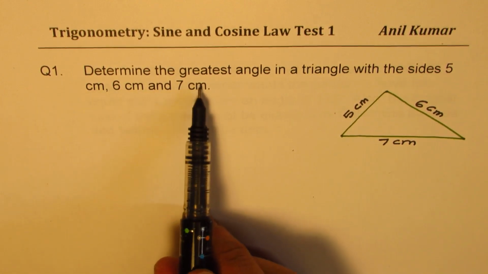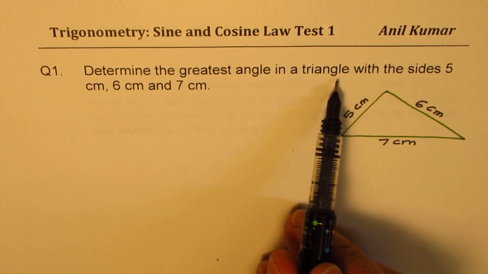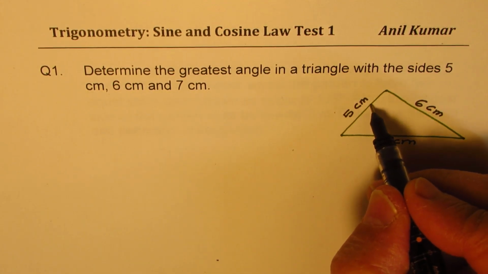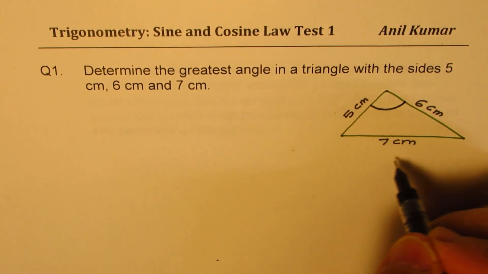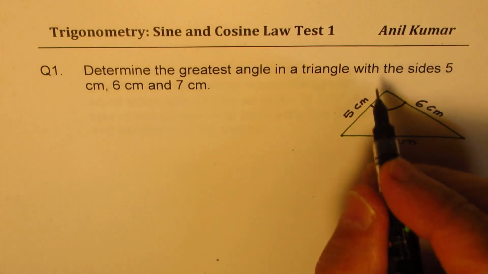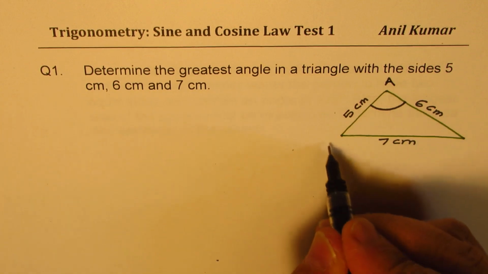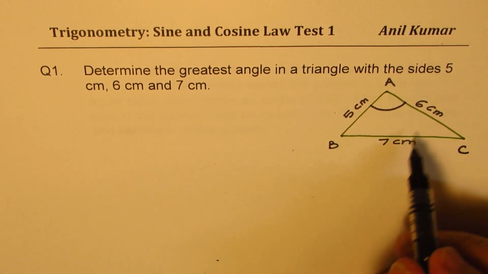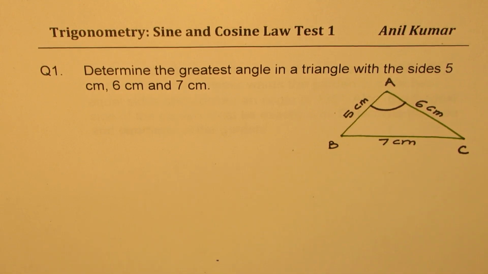When we say determine the greatest angle in a triangle with sides all this, greatest angle will always be opposite the side of maximum length. Right, so we are looking into this angle. Let's call this angle as A and the triangle as ABC. Since we are given 3 sides, we are going to use cosine law, correct? So it is a case of cosine law.